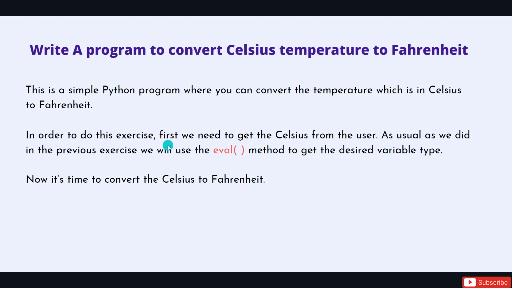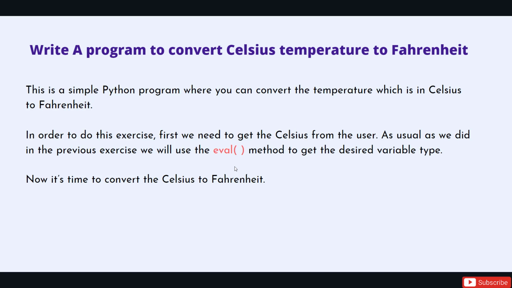In order to do this exercise, first we need to get Celsius from the user. As usual, as we did in the previous exercises, we're gonna use the eval method. If you don't know the eval method, then kindly go to the previous tutorials where you can understand the story of the eval method and why I'm using this. It's pretty simple. If you use the eval method, you don't have to worry about the type of variable. It will do your job. You don't have to explicitly convert the variable to integer or float.